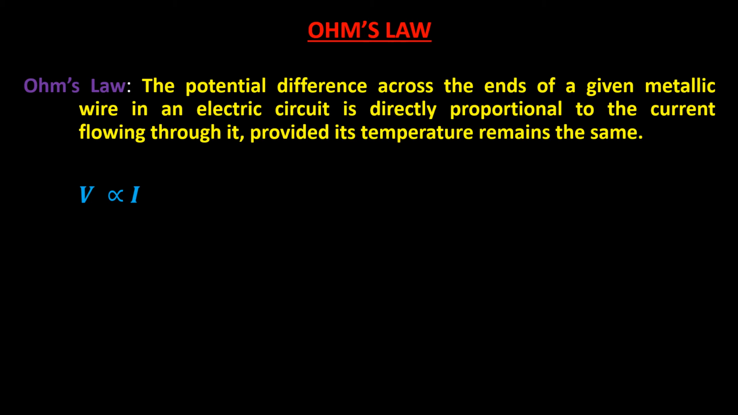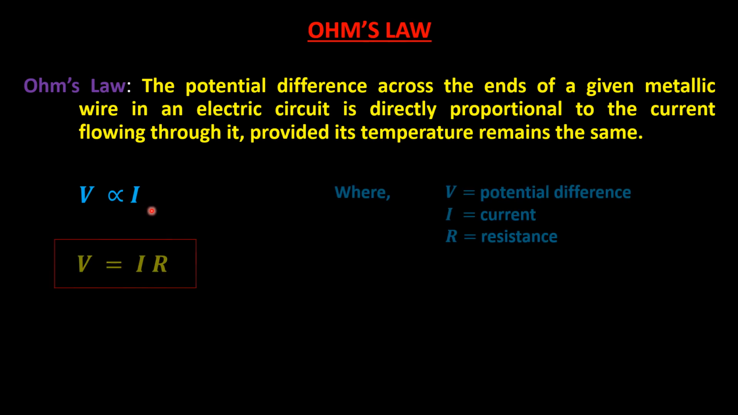So from Ohm's law, we get potential difference, represented by V, is directly proportional to current I. We replace the proportionality sign with an equals sign and put in a constant, so that we can write V equals IR. This R is the resistance.